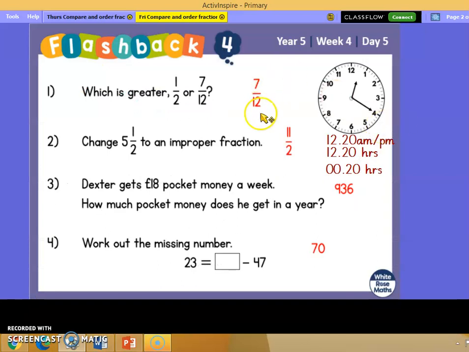How did you do? You should have seen half would be 6/12, so 7/12 has got to be more, it's greater. Changing that to an improper fraction, 5 times 2 is 10, add 1 is 11, 11 halves. Dexter gets that amount of pocket money in a year, he gets £936. And the missing number is 70, because 70 take away 47 makes 23, and the time is 12:20.